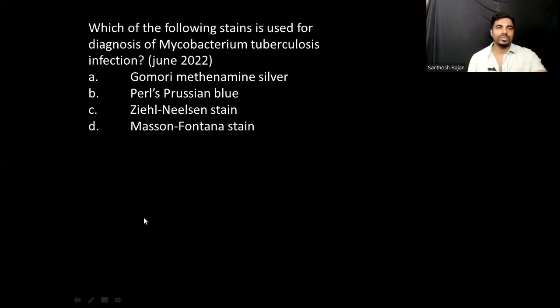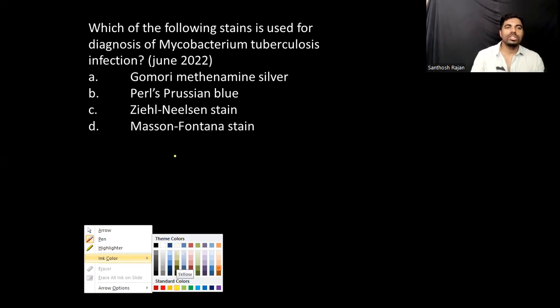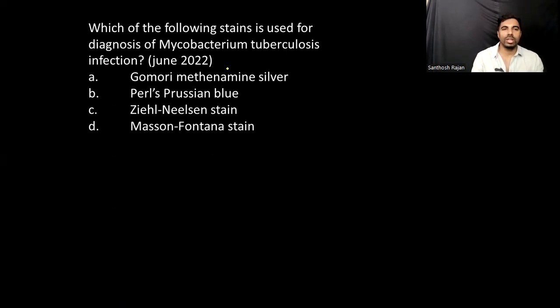Right. Now, next. Look at this one. I told you, it's another important topic, the examiner's favorite. They usually stress on this topic. Look at this question carefully. Which of the following stains is used for diagnosis of Mycobacterium tuberculosis? TB, directly you should say Ziehl-Neelsen staining, ZN stain, otherwise called acid fast stain. So your answer is Ziehl-Neelsen, otherwise called acid fast.